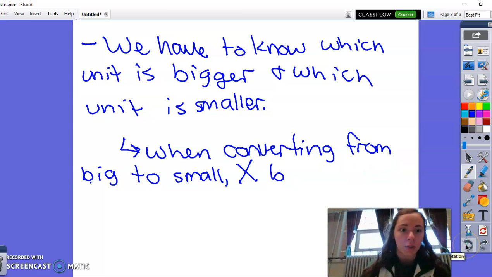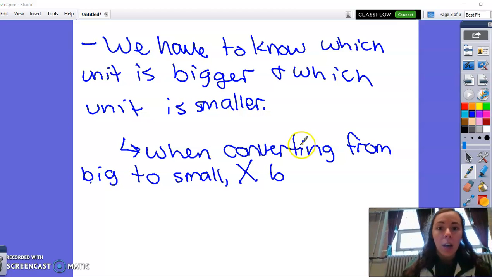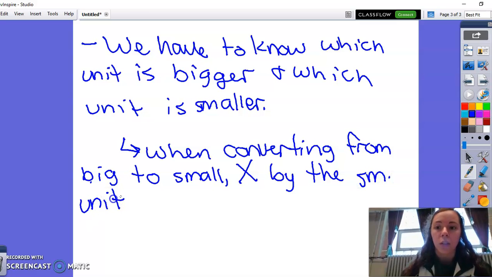This will go here. There we go. Oh my goodness, now it's doing everything. Holy cow. By the smaller unit base number.